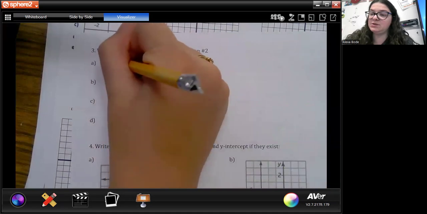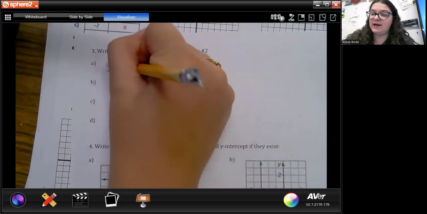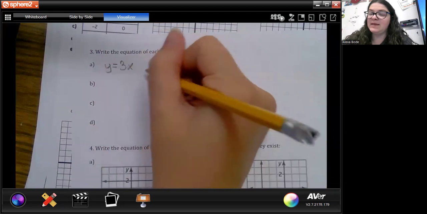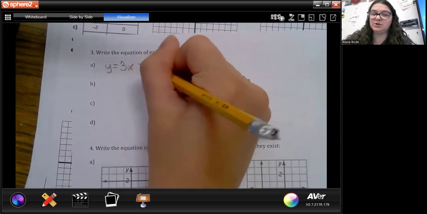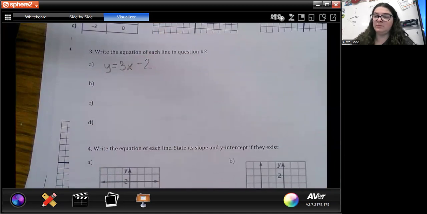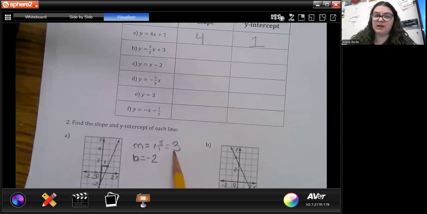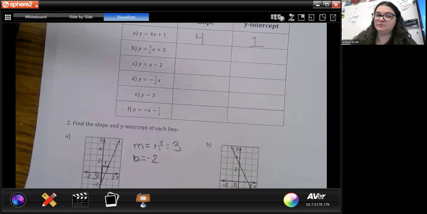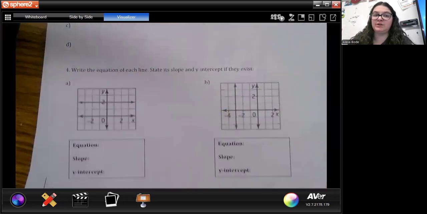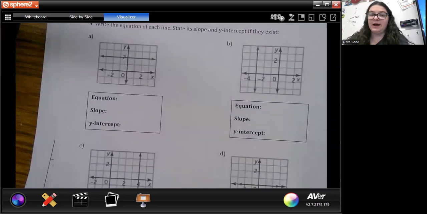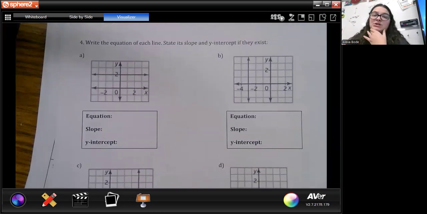So it's y equals 3x, because our m was 3. And then our b was -2, so it's going to be -2. Y equals 3x minus 2. So you'll just have to fill in those equations for the other 3. Okay, this one here, write the equation, state the slope and y-intercept.